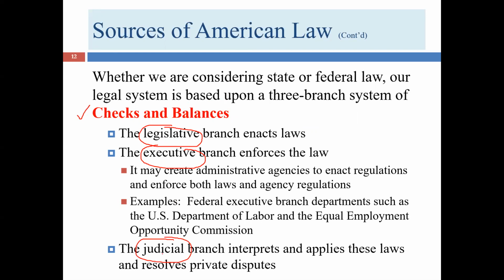Now we have these three branches in both the state government and the federal government. So the checks and balances issue exists both on the national level and on the state level. And if you think about this conceptually, the legislative branch is a check on the executive branch. The legislative branch is a check on the judicial branch. The judicial branch is a check on the executive branch. The judicial branch is a check on the legislative branch. And the executive branch is a check on the legislative branch and also on the judicial branch. They all have a check role with respect to the other branches.